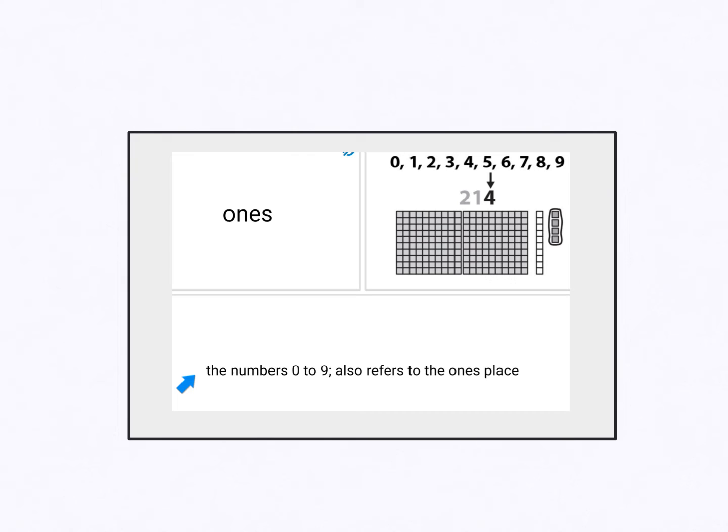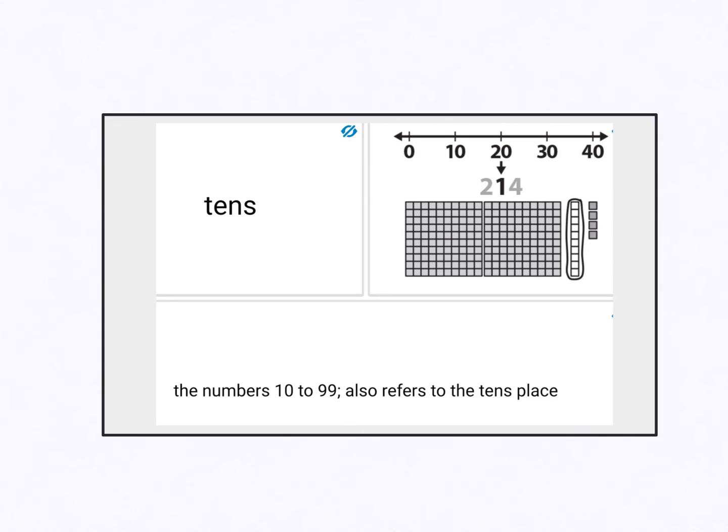Ones can be defined as the numbers from 0 to 9, also refers to the ones place. So here in our visual, we see the numbers from 0 to 9, and our 4 is in the ones place, meaning there are 4 individual units.